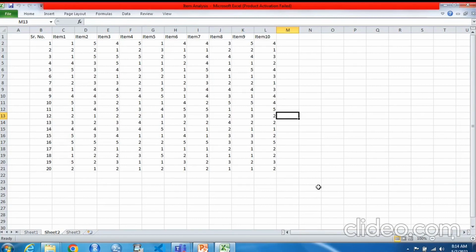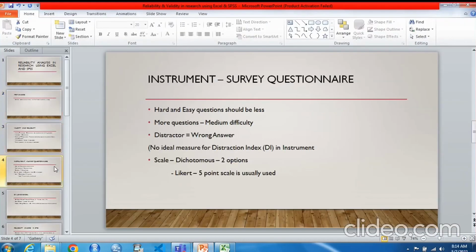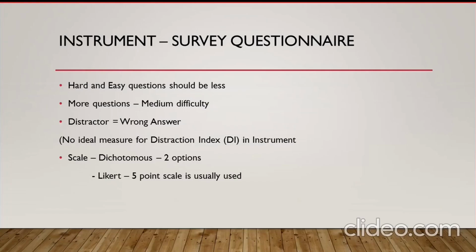Also, one more thing. Sometimes in a survey, you also have something called a distractor. A distractor is a wrong answer. Now, let us see what that does. What happens in a survey is that most questions should be of medium difficulty, and there would be some questions which are distractors. Distractors are basically options which give you deliberately wrong answers to distract you. Those distractors are very much required to increase the overall reliability of the questions.